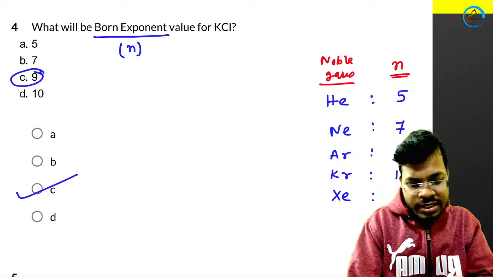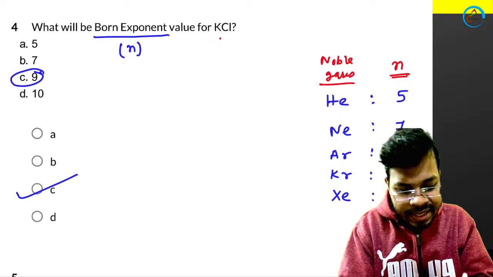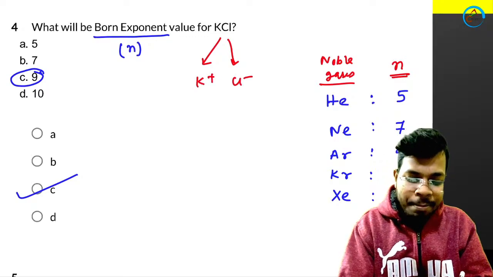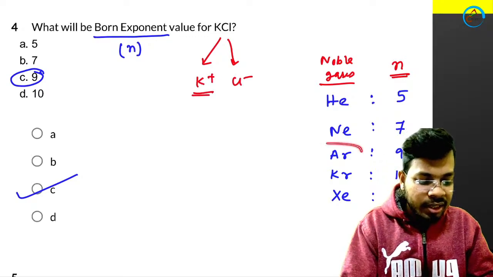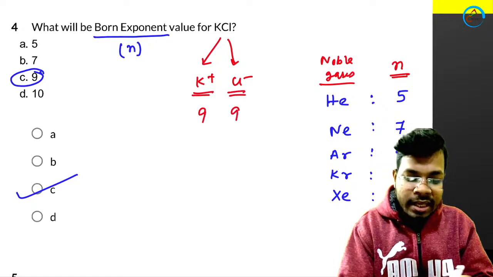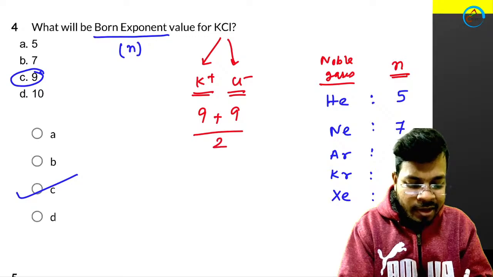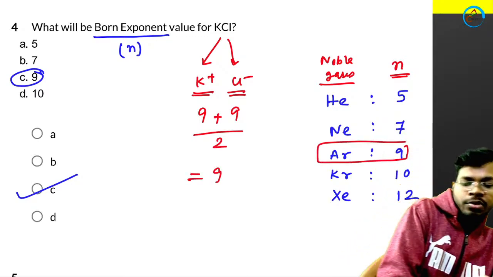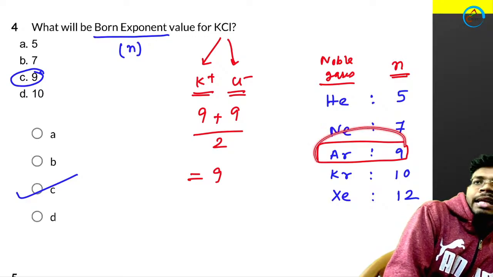Fine. So it's about KCl. If you break KCl, you will get K+ and Cl-. K+ has the electronic configuration of what? Argon. 9. Great. Cl- is also argon. Then you have to take the average: 9 plus 9 divided by 2, which is 9, argon's value. You just need to take the average value.